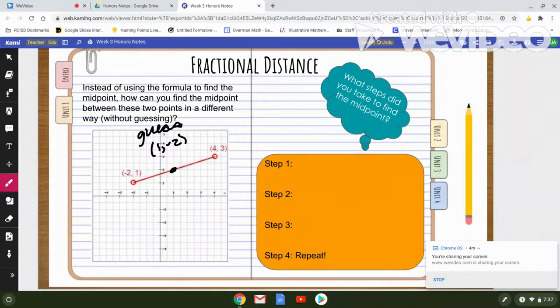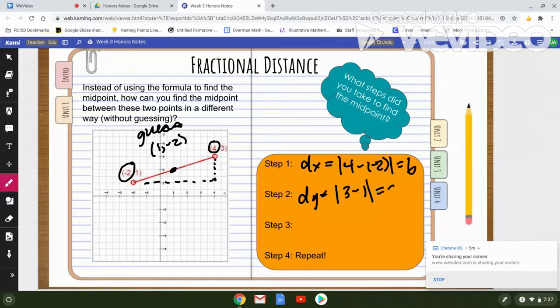Well, let's back up. We talked about yesterday that we're going from negative 2 to 4 on the x's. So that's this value right here. If we find the distance in the x's and we subtract them, we get 4 minus negative 2, which actually is 6. And if we do the same thing with the y values, which we're going from 1 to 3, the distance on the y's is 3 minus 1 or 1 minus 3, which is 2.